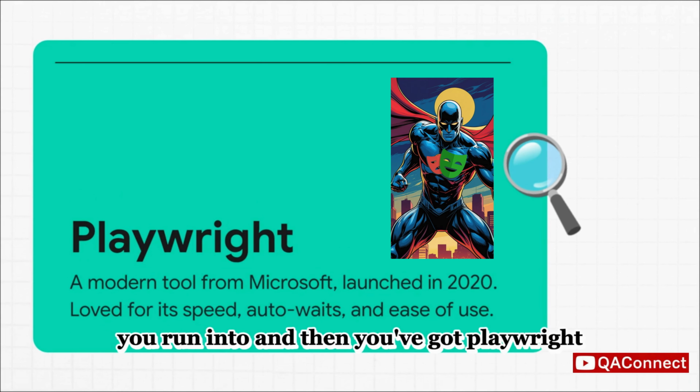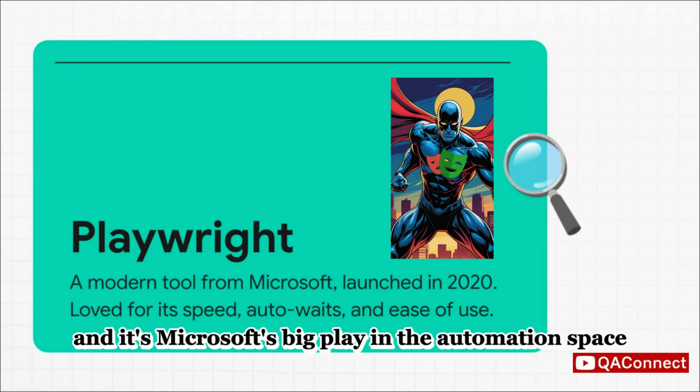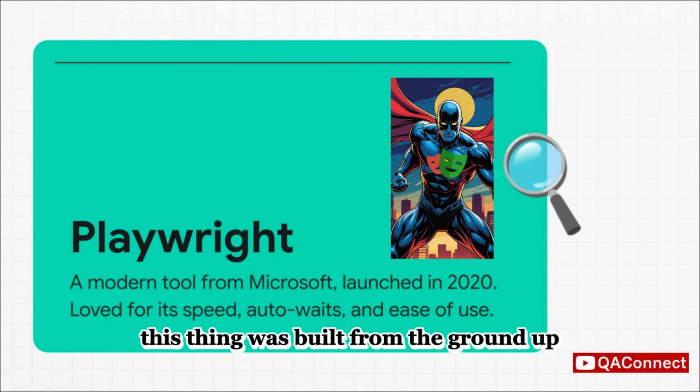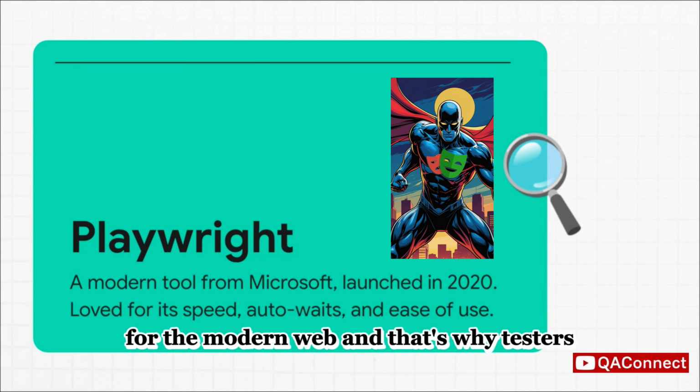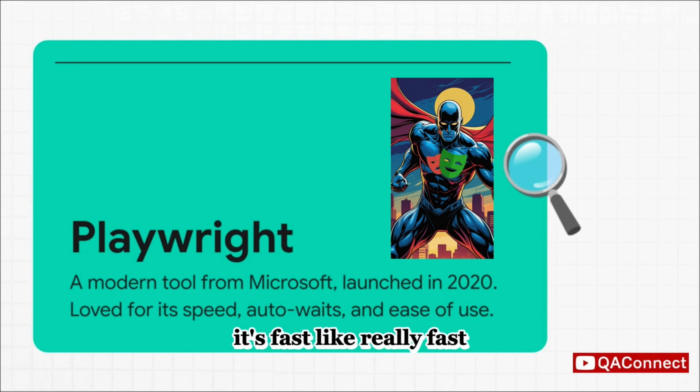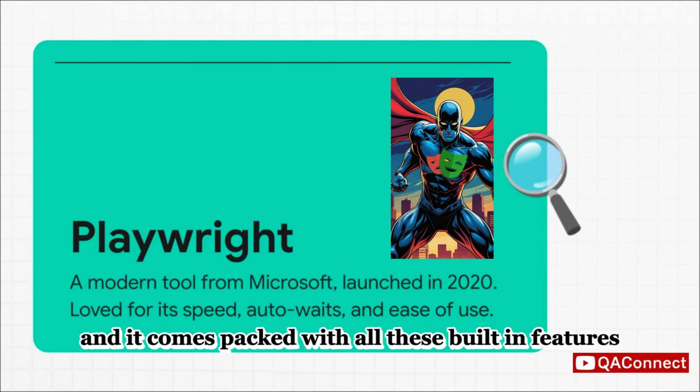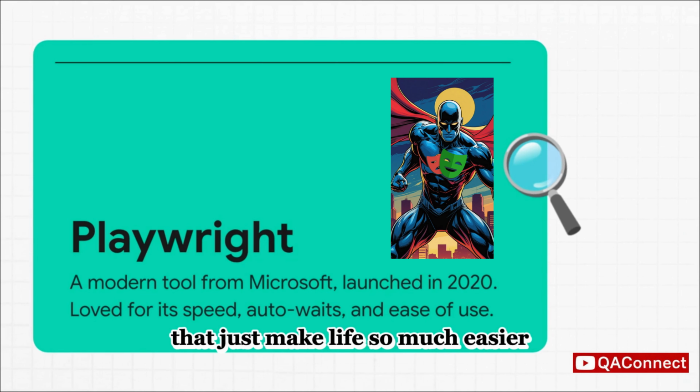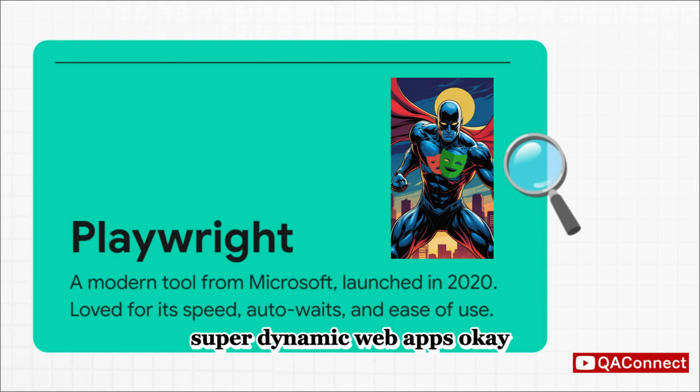And then you've got Playwright. It just burst onto the scene in 2020, and it's Microsoft's big play in the automation space. This thing was built from the ground up for the modern web. And that's why testers are kind of falling in love with it. It's fast, like really fast. And it comes packed with all these built-in features that just make life so much easier, especially when you're dealing with today's super dynamic web apps.